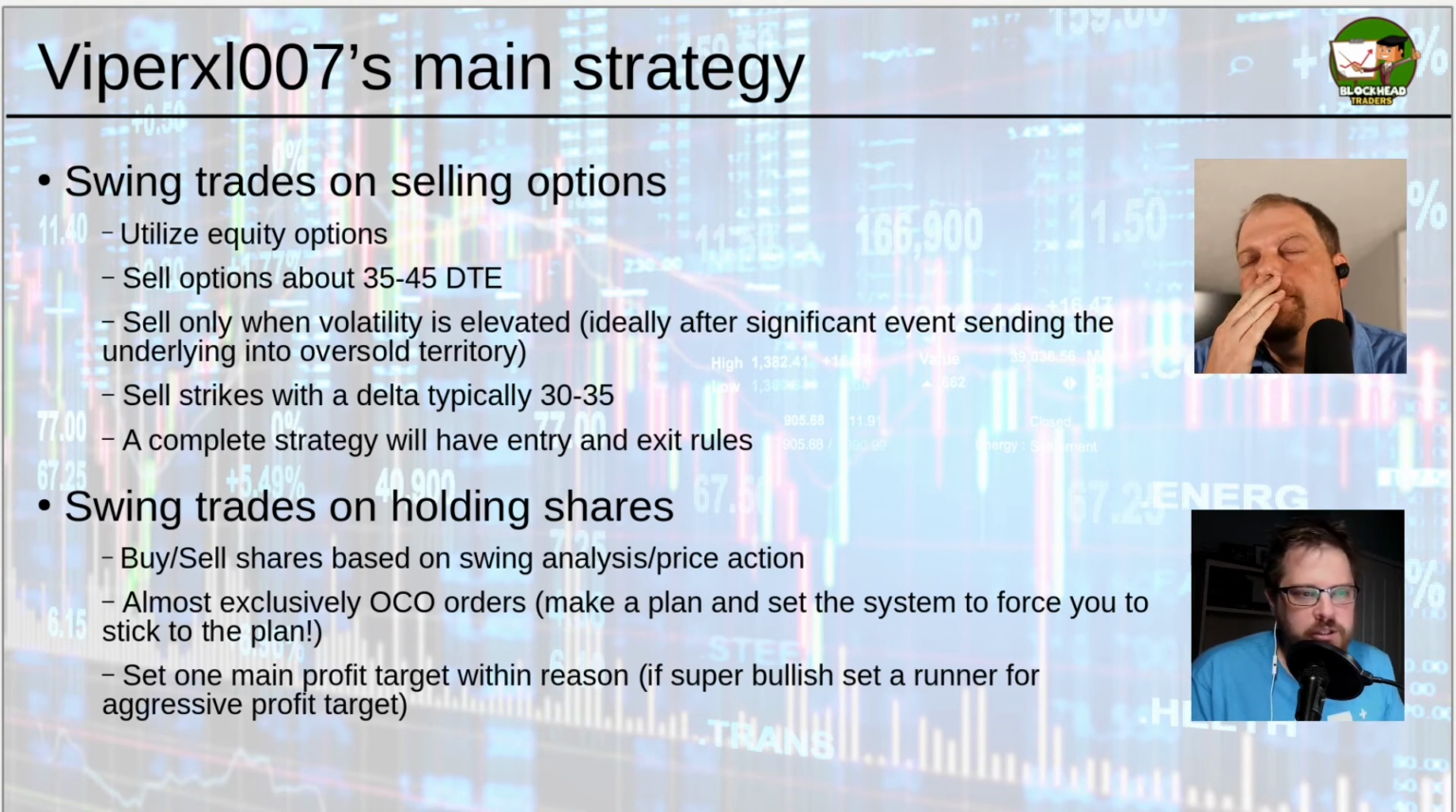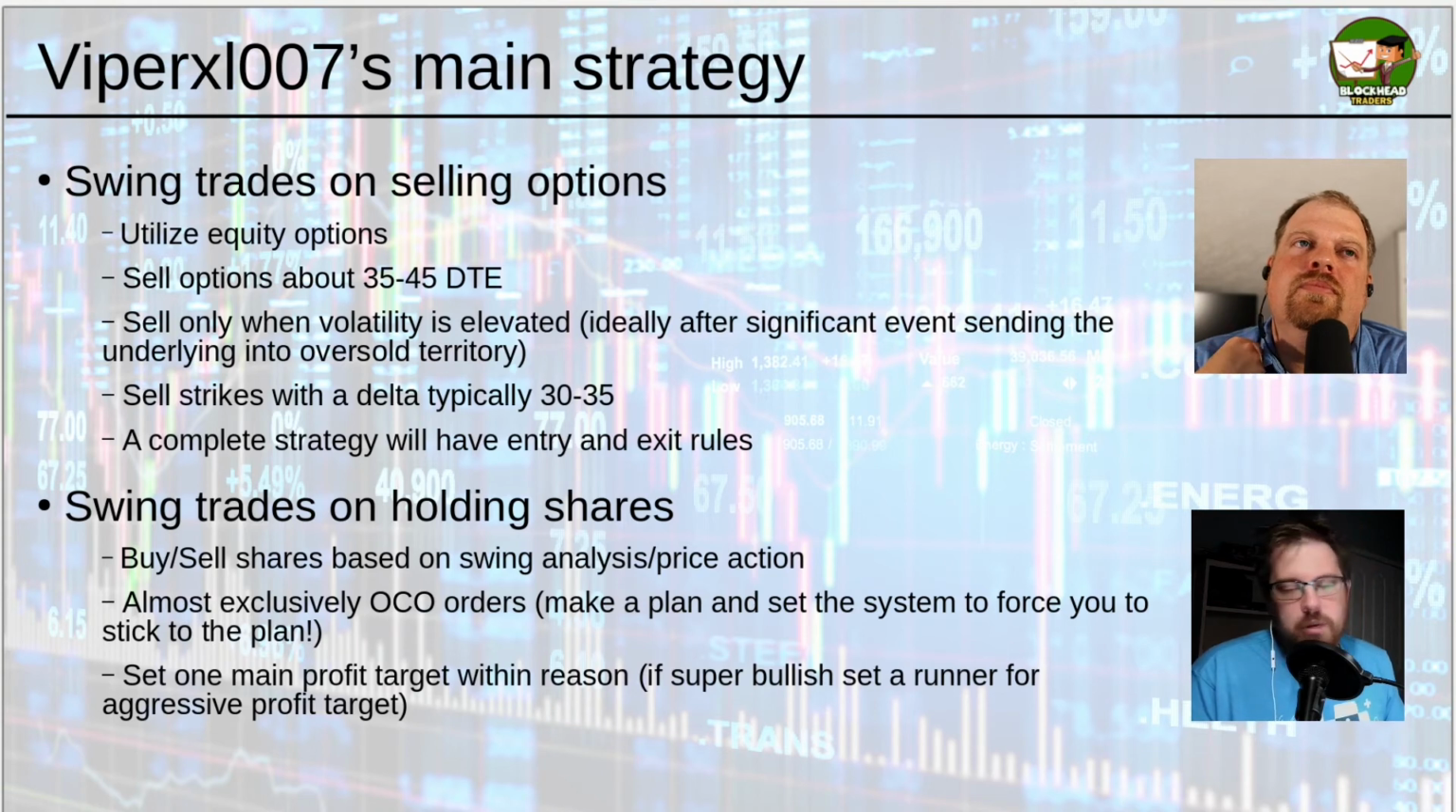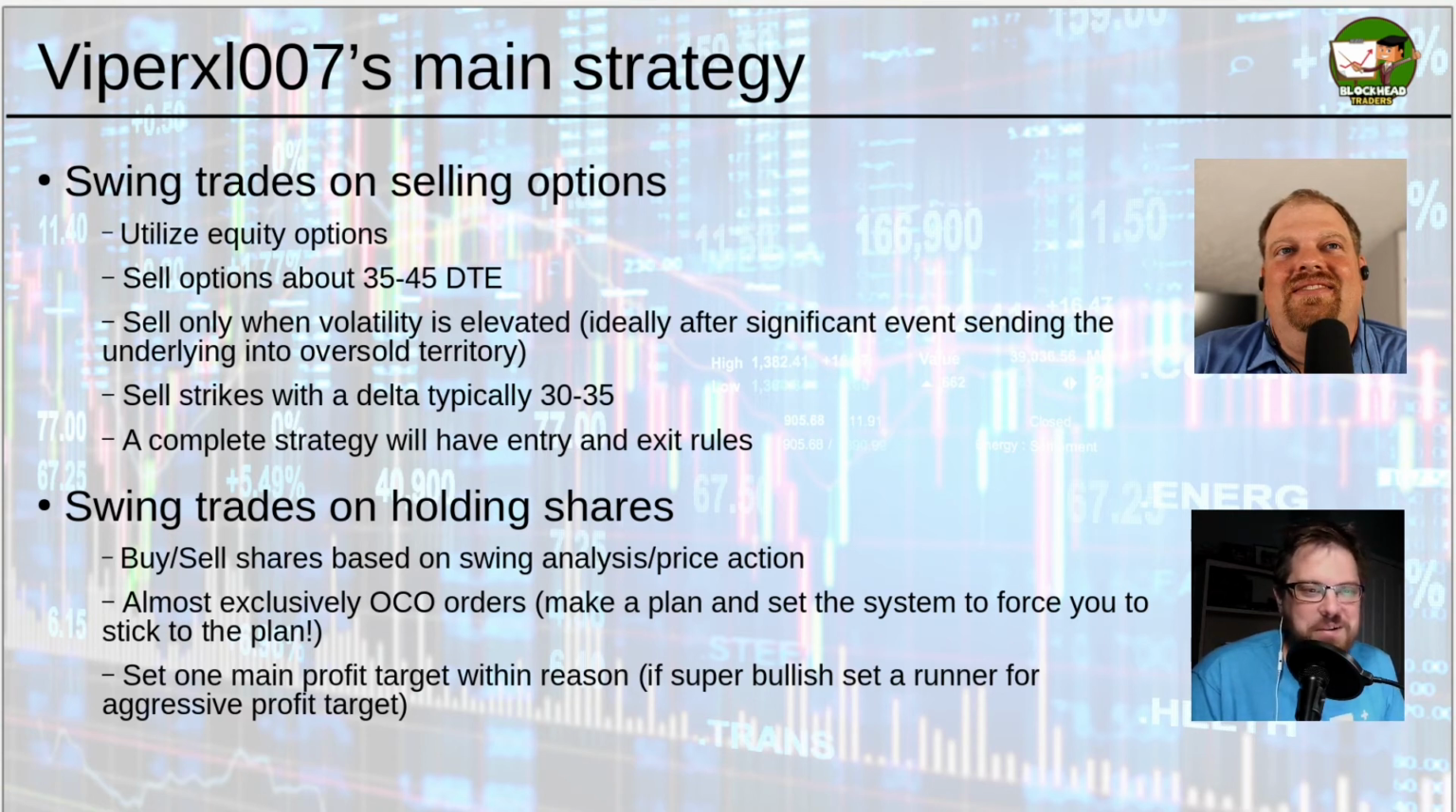The other part of my primary strategy is swing trades on holding shares. So this is your basic price action, price level trading stuff. I buy or sell. I mean, in the market, as long as I've been in it, with the exception of the big COVID drop, it's a bull market. So I really don't do much on the sell side, but I would if we were in a bear market. And so I just do the swing analysis, price action levels, stuff we've talked about on previous episodes.